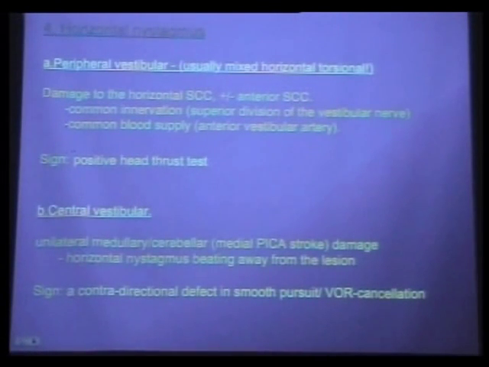One thing that could help you out here that says this is peripheral vestibular, besides the fact they have a lot more vertigo and nausea than we expect, is that they have a positive head thrust test. And that's a sign that your horizontal semicircular canal on one side is not working.